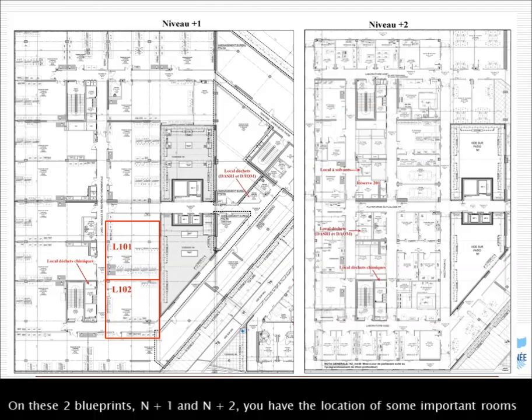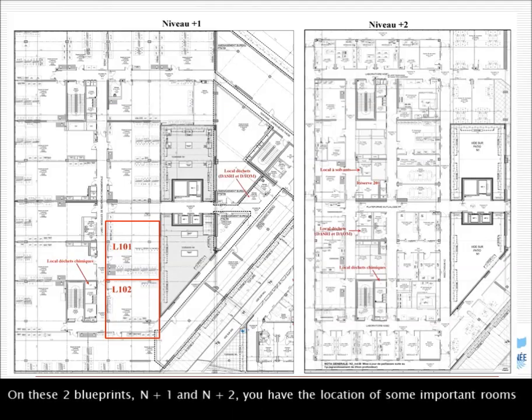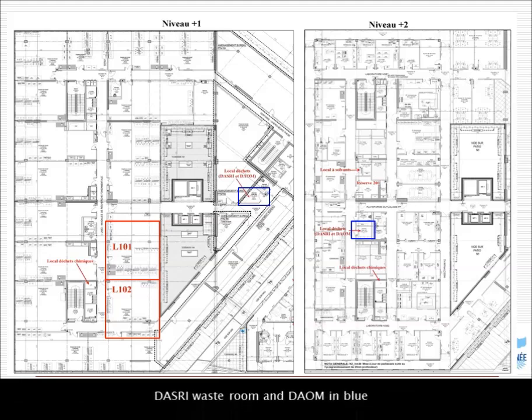On these two blueprints of first and the second floor, you have the location of some important rooms. DASRI Waste Room and DAOM in blue. Chemical Waste Room in green. Local Solvents and Reserve 201 in purple.